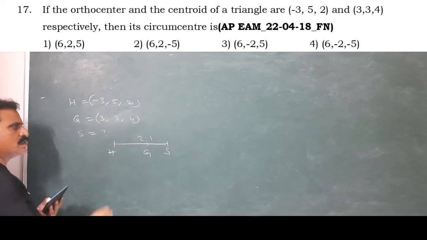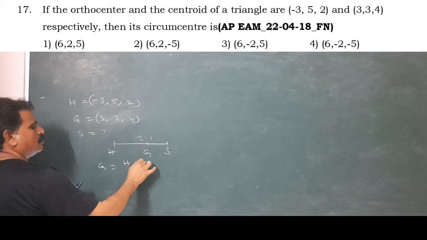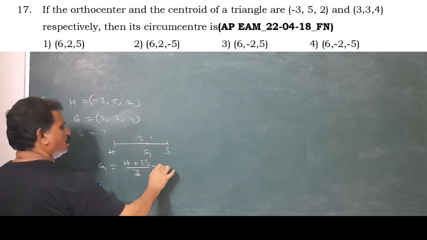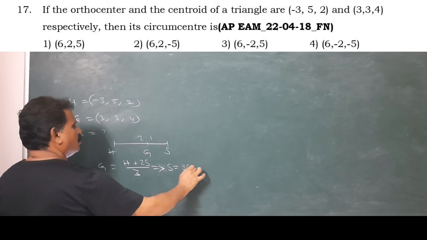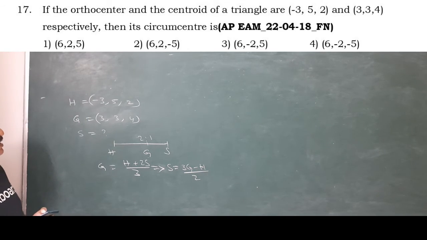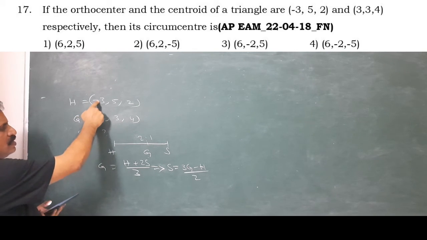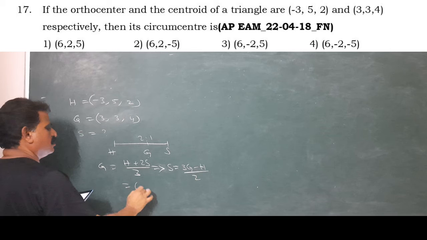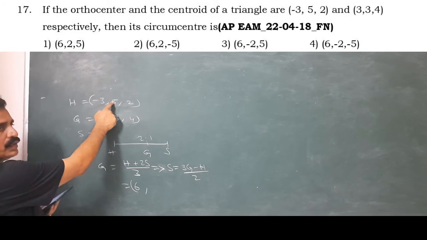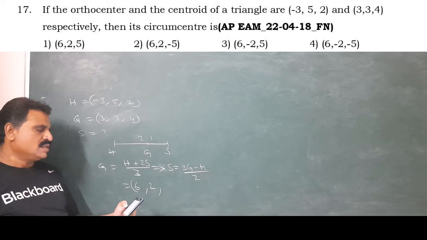So the relation between them is g equal to (h plus 2s) by 3. So from this relation, s equal to (3g minus h) by 2. 3g minus h: 9 plus 3, 12. 12 by 2, that is 6. Next, 9 minus 5, 4. 4 by 2 is 2. Check that. 6, 2.